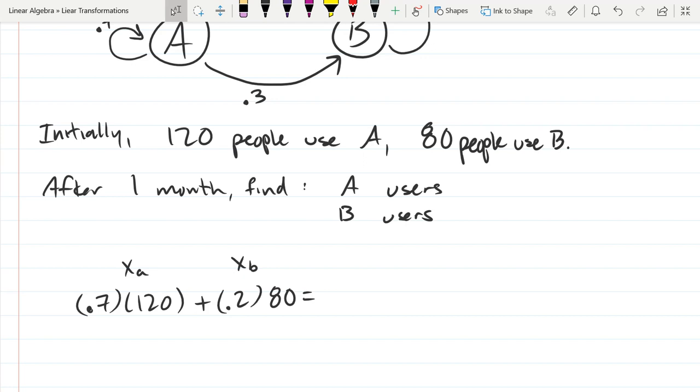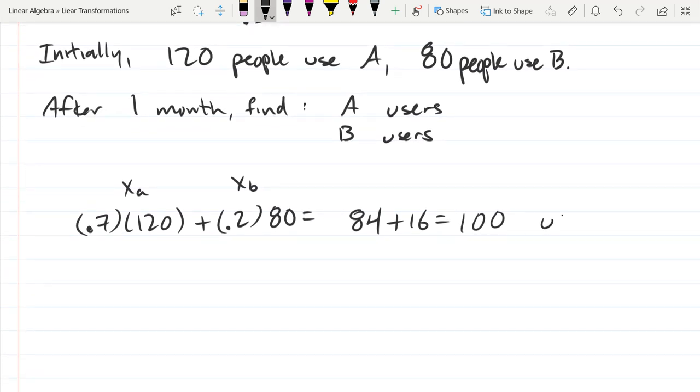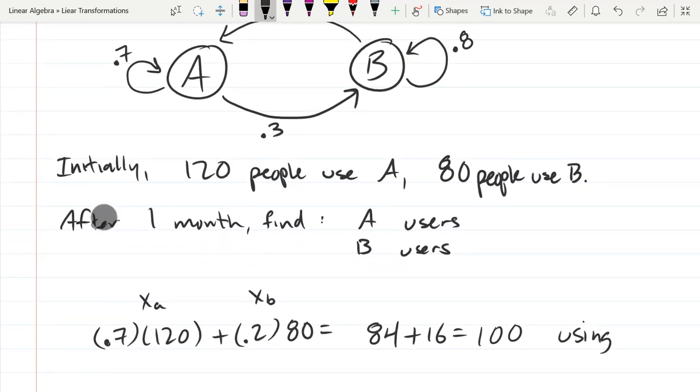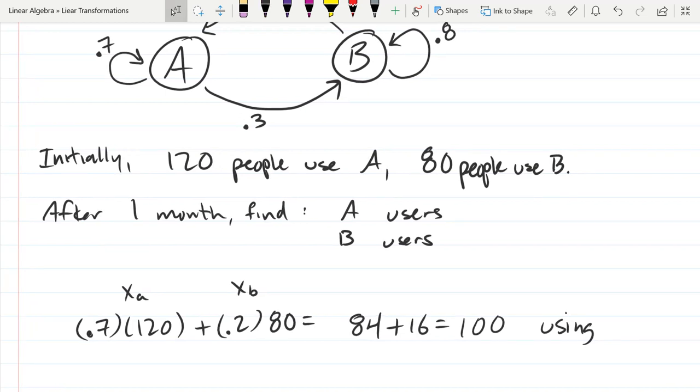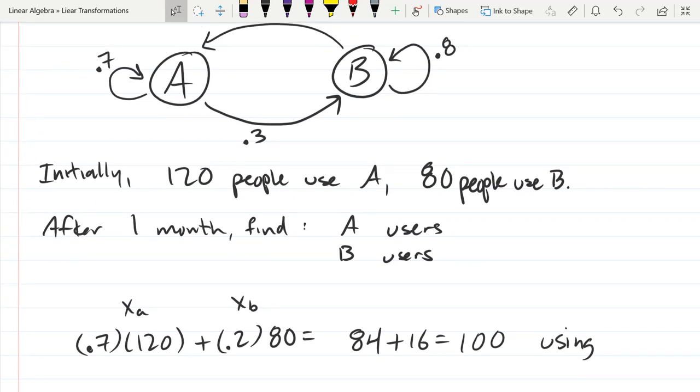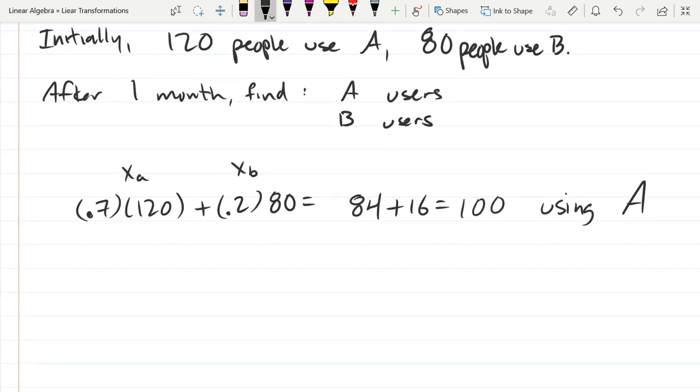Oh, it was 7 times 12. 84. Oh, was this using A or B? Yeah, this is using A. And then the other one will be the, let's see. So I'm using XA as users of A, and then XB as users of B.